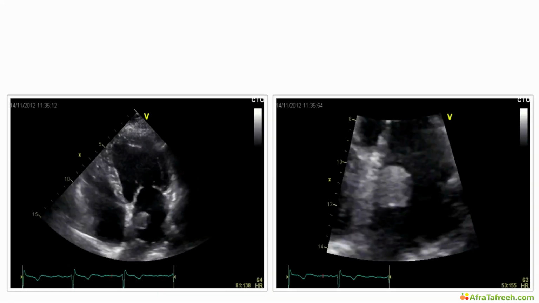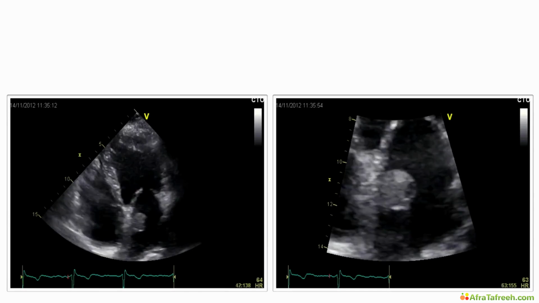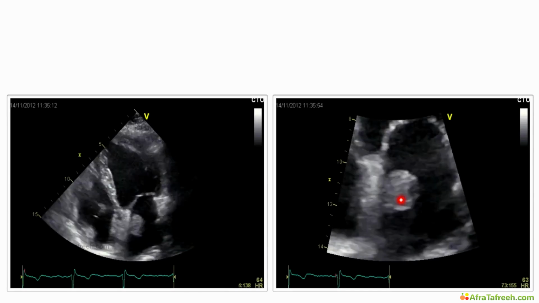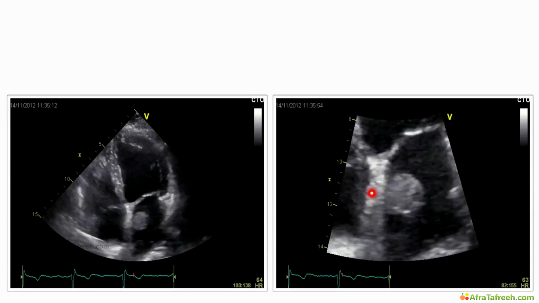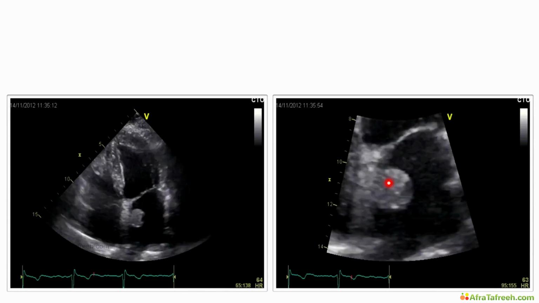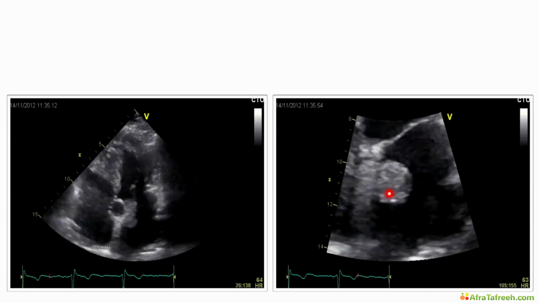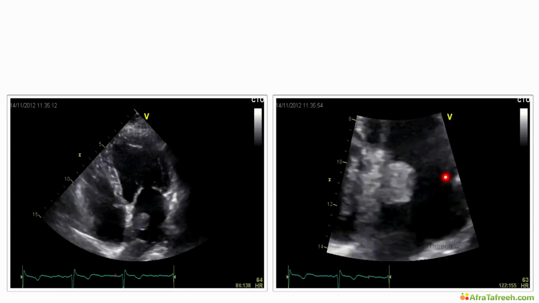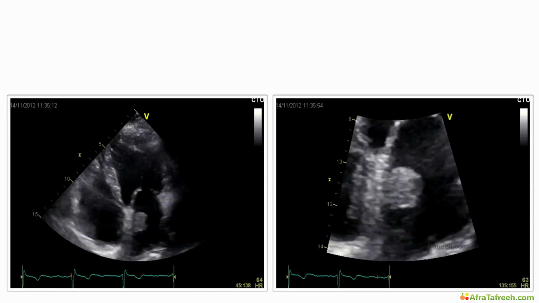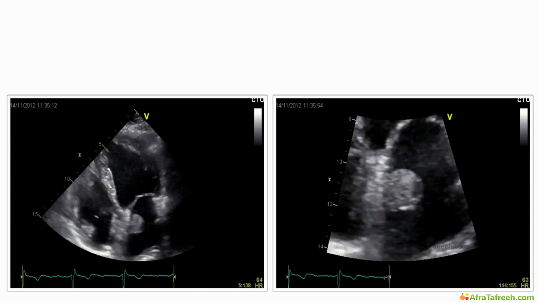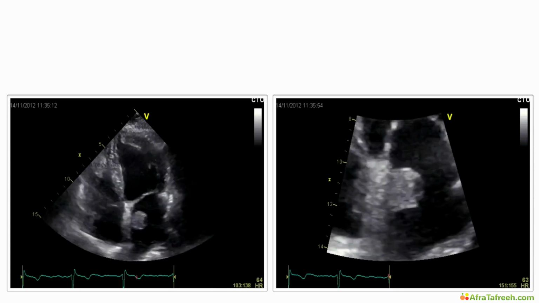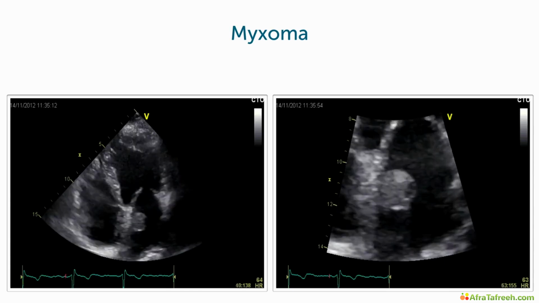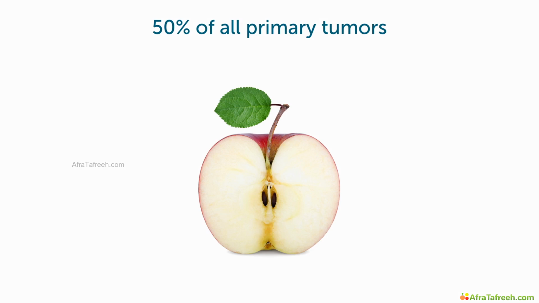Here, as you will probably easily appreciate, we have a structure attached to the intraatrial septum, which is mobile and which has a round shape and a more or less smooth surface. I guess most of you already know the diagnosis. This is the most common form of benign tumor. This is a myxoma. Let's take a look at myxomas.